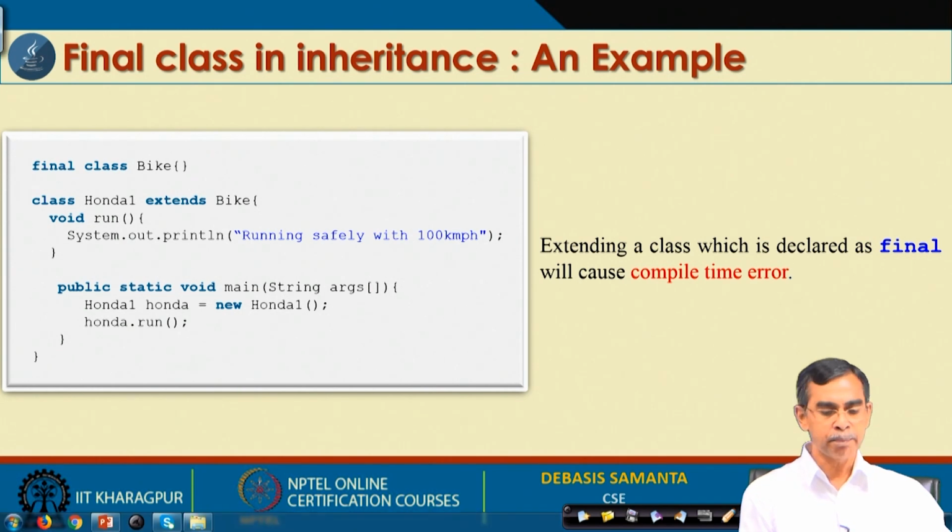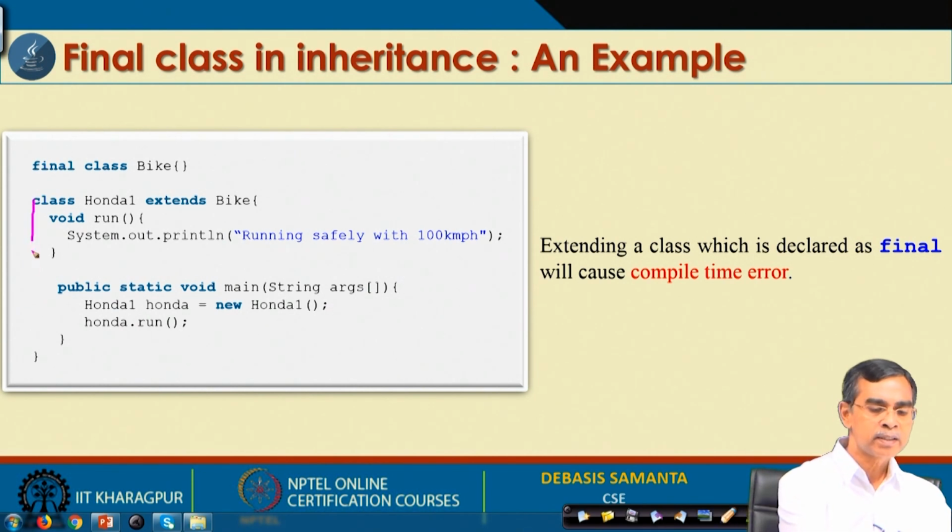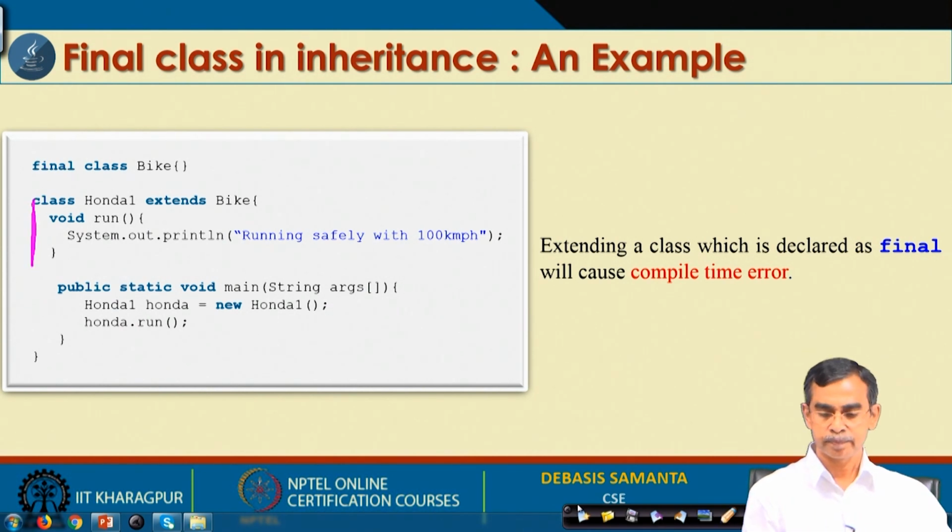Now, here is an example. Here we can see the class Bike is declared as final. This means that this will give an error, because it is not permissible. So, this is an error.